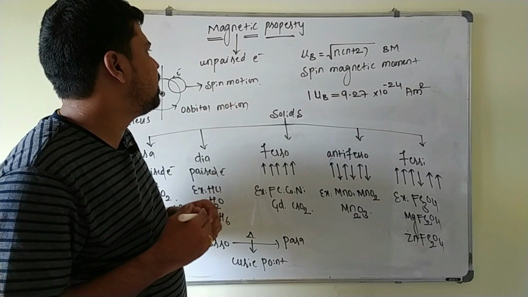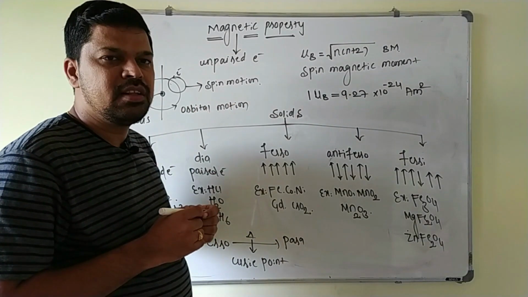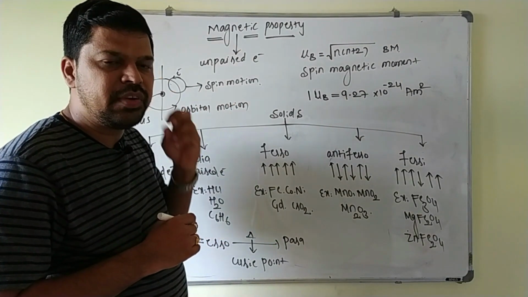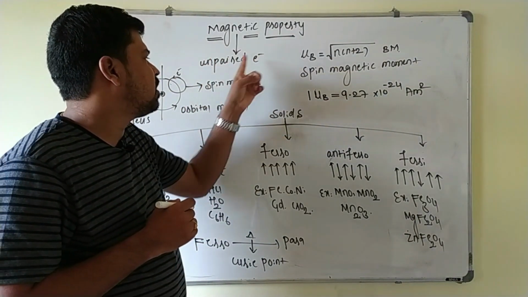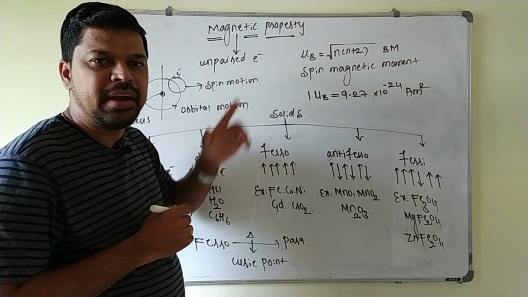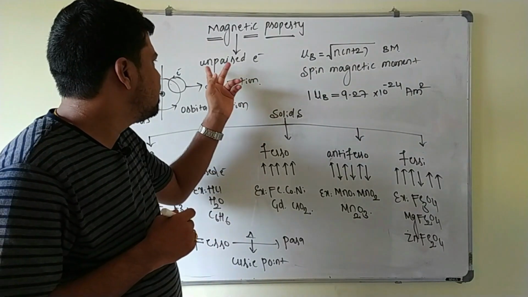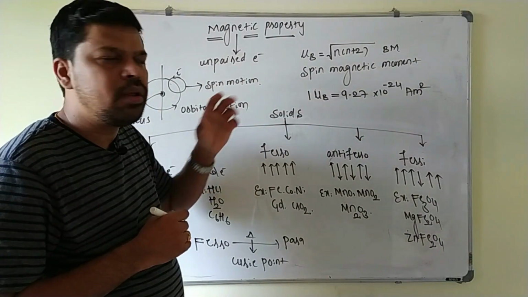So the next concept is magnetic property. Each substance is associated with a definite amount of magnetic property. That magnetic property of the substance is due to the presence of unpaired electrons in the substance. These unpaired electrons will act as small magnets.